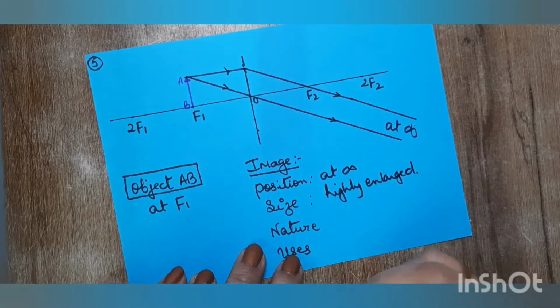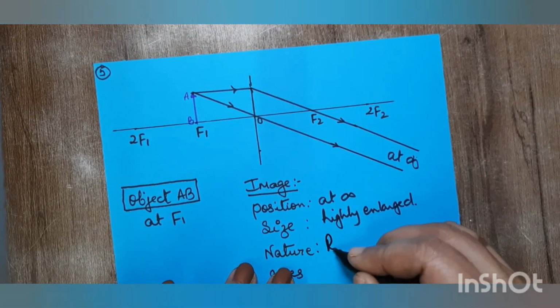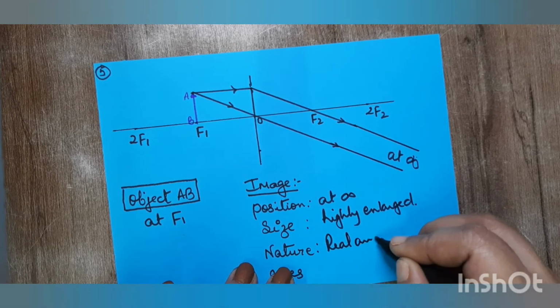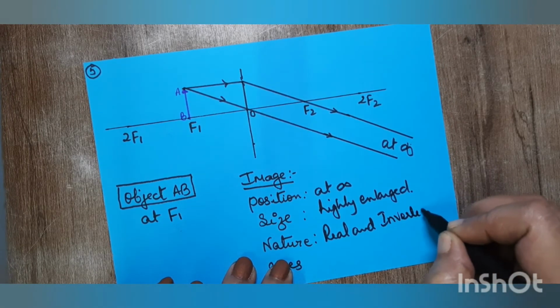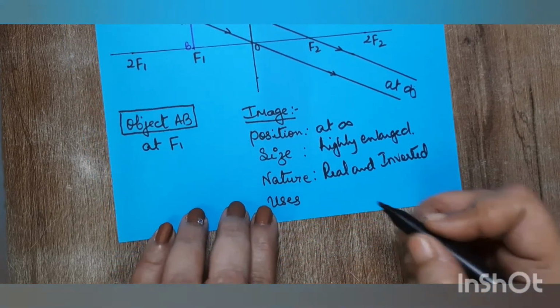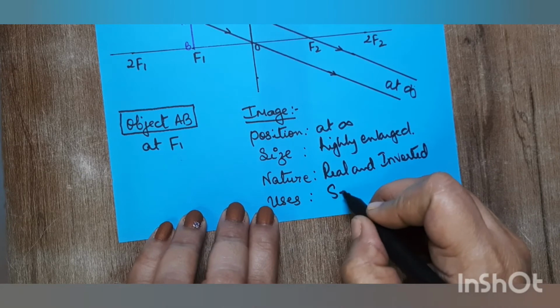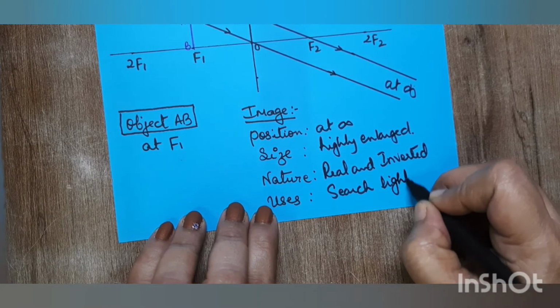Nature will be, see, before this side of the lens only, it will be real and inverted only. Real and inverted. Uses: it is used in searchlights. I hope you all are familiar with this. It is used in searchlights.